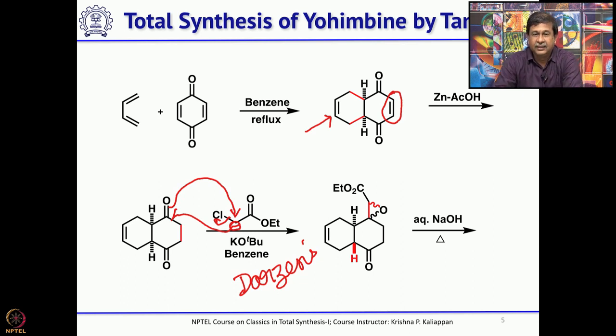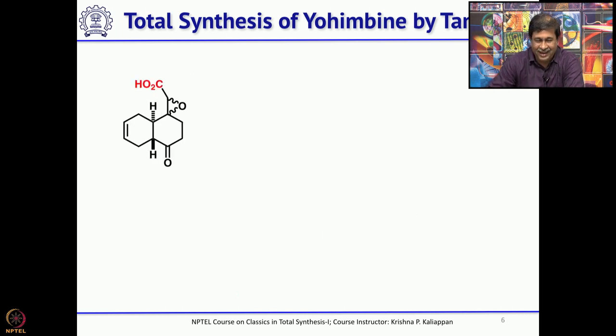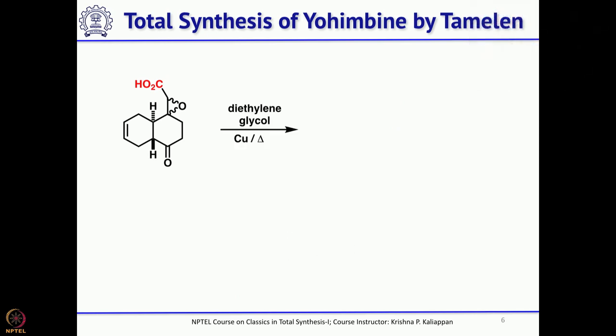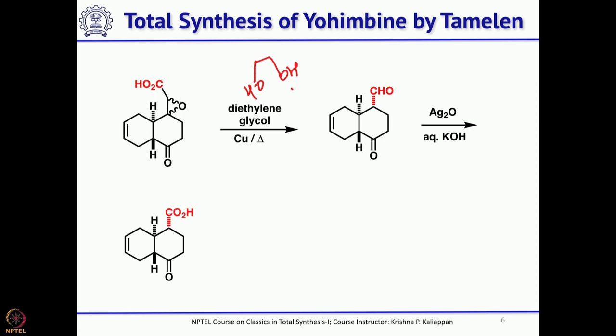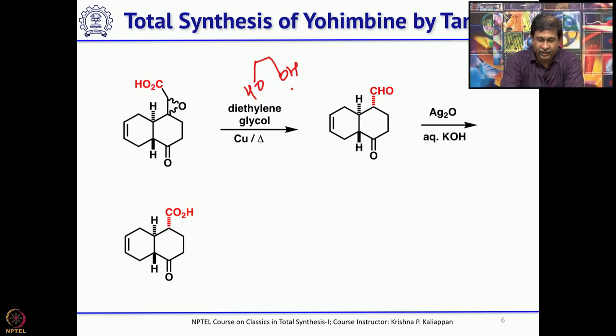The hydrolysis, the saponification, was done with aqueous sodium hydroxide, followed by opening and protection of the resultant aldehyde. It is a homologation to get the aldehyde, and the protection was done in the presence of diethylene glycol to get the corresponding aldehyde. So homologation was done from the carbonyl group to CH2CHO.